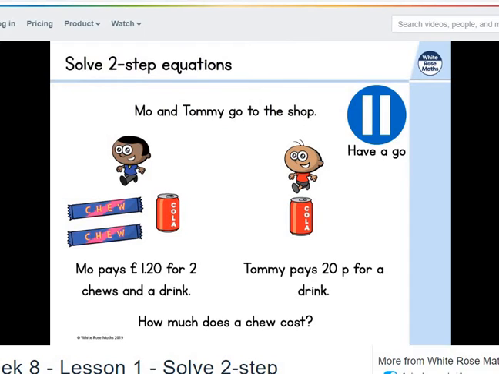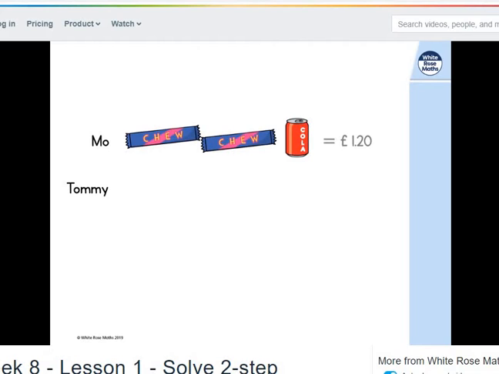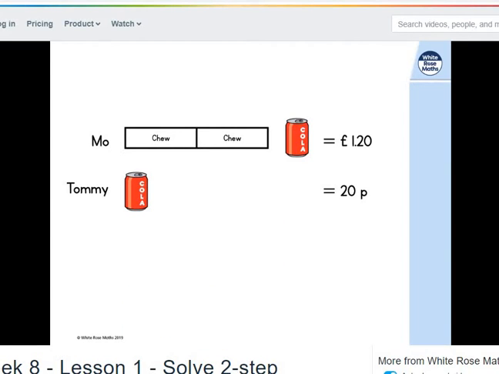Pause the video, have a think for yourself. Let's have a go at representing that problem. Here's Mo and here's Tommy. Mo bought 2 chews and a drink, and we know he spent £1.20. Tommy just bought a drink and he spent 20p. So let's exchange those items for bars. We've represented the 2 chews with 2 bars of the same size, and then a drink. Whereas Tommy just bought a drink.